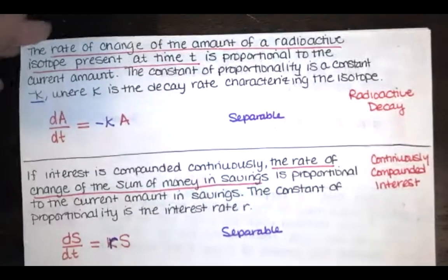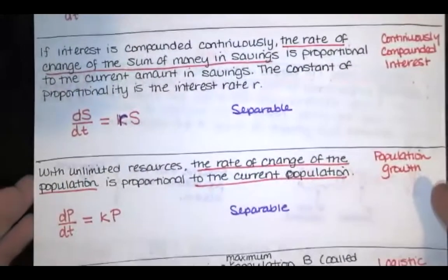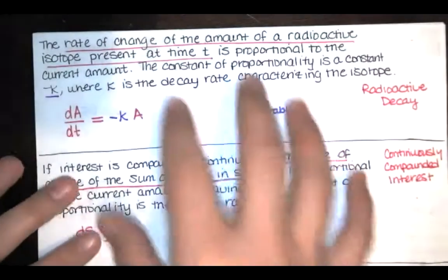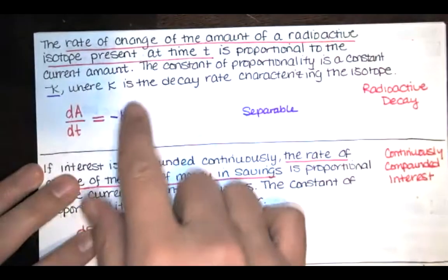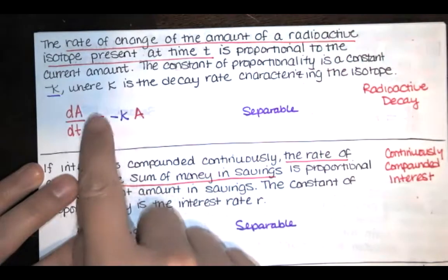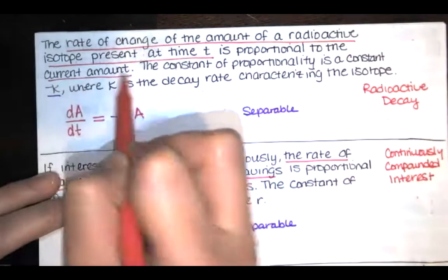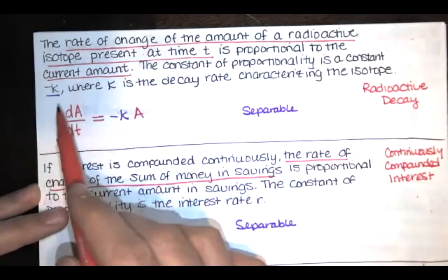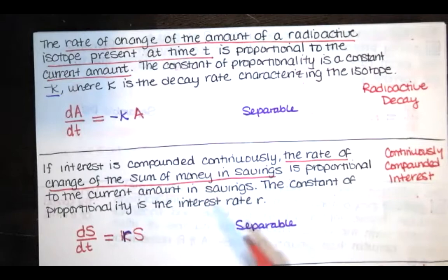I'm not going to write them down again because I've already written them down. But these 3 actually all are the same mathematical model. They just look different because of the application. So this one says the rate of change of the amount of a radioactive isotope present at time t, that's the change in the amount per unit time, is proportional to, that's equal to, the current amount. So it's going to be a constant times A. And the constant of proportionality is negative kappa, where kappa is the decay rate characterizing the isotope.